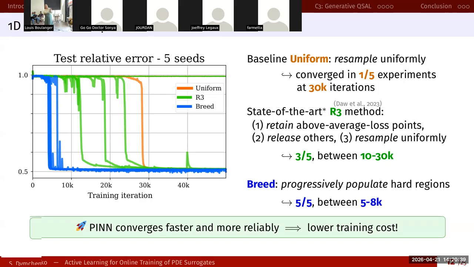And finally, BRID made PIN converge more reliably, because it's 5 out of 5 times, and also faster at early iterations, around 5 to 8,000 iterations. Therefore, with BRID, PIN converged better, was trained better, and at a lower cost.